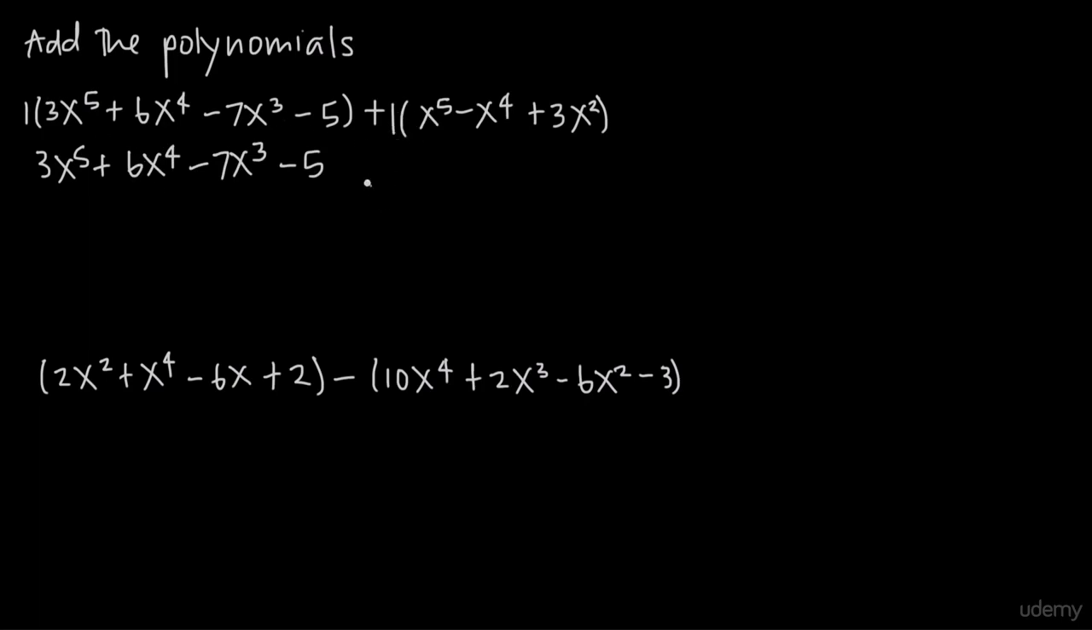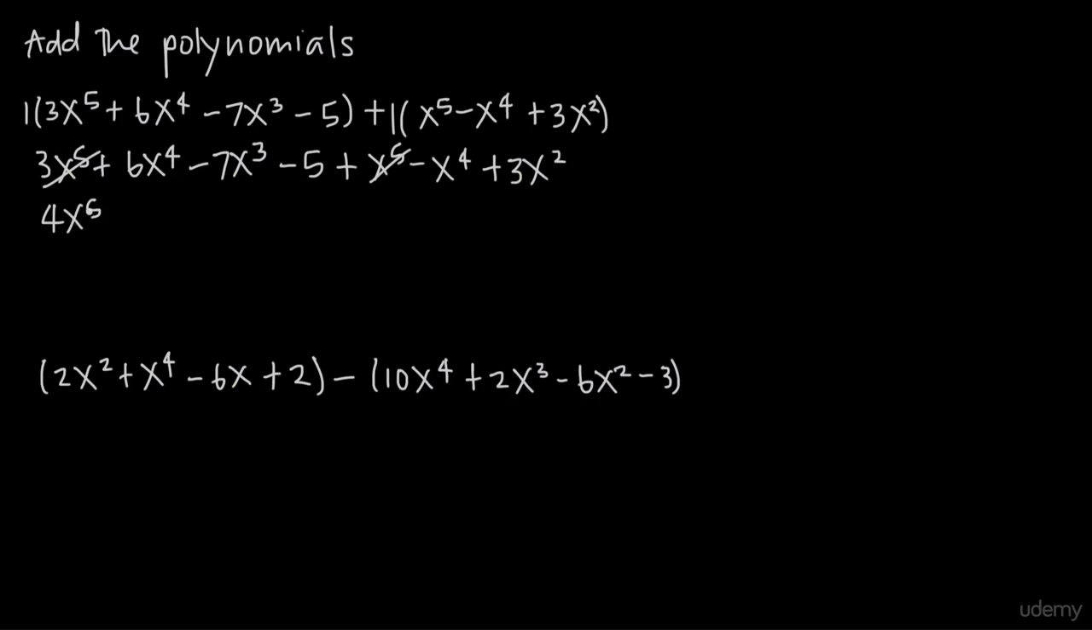Same thing here, we have an implied 1, so we'll distribute this positive 1 and just say plus x to the fifth minus x to the fourth plus 3x squared. Now that everything's outside of the parentheses, we can go ahead and add like terms together. So we have 3x to the fifth plus 1x to the fifth is going to give us 4x to the fifth, and we can go ahead and cancel these terms. Remember that when we're doing this addition, we want to make sure we list our terms in descending degree. So we started with x to the fifth, then we want to move on to x to the fourth, x to the third, any x squared terms, x to the first power, and then our constants.